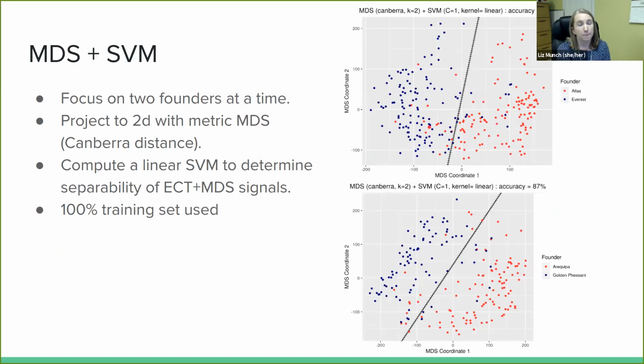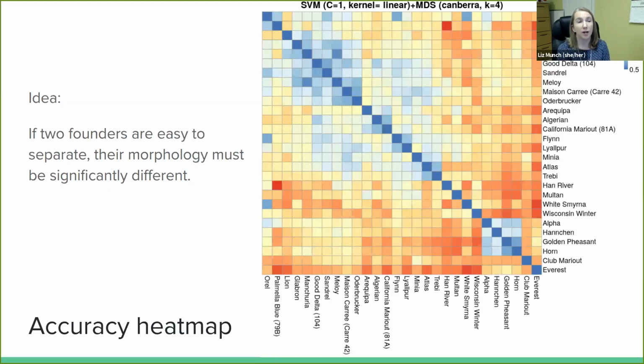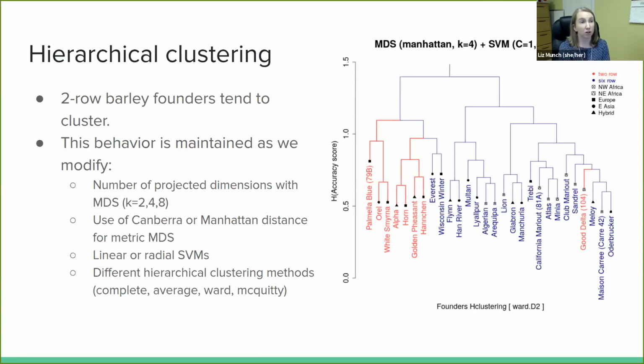To try to quantify what we were seeing intuitively, we started looking at the pairwise comparison distances based on that information. So take the SVM and then get some sort of percentage based on each of your pairs, and then you can get a number to say how distinguishable they are based on this input Euler characteristic information. From here, you can do things like look at hierarchical clustering of the different founders. What we found in this particular experiment was that we're doing a very good job of separating out the 2 and the 6 row barley.